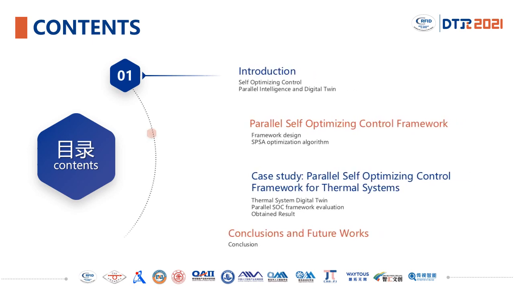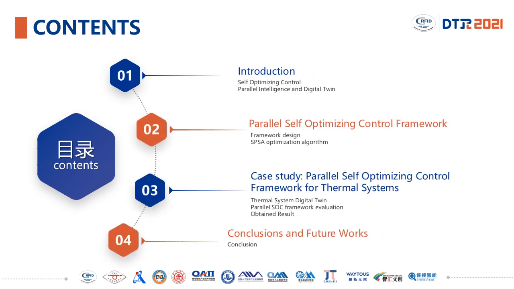The contents for today: we will have an introduction regarding what self-optimizing control, parallel intelligence, and digital twin are, and how we can combine them to generate a smarter framework. Then we are going to describe the parallel self-optimizing control framework using the digital twin as well as the SPSA optimization algorithm in its basic and parallel versions. Then, based on this framework, a case study will be analyzed to perform parallel self-optimizing control for a thermal system, and some conclusions and future works.